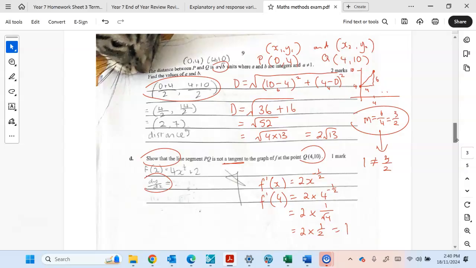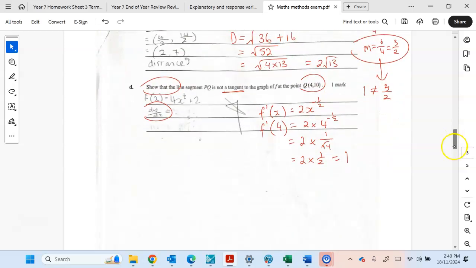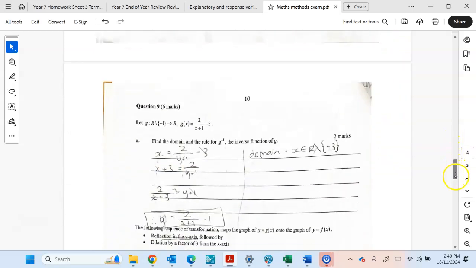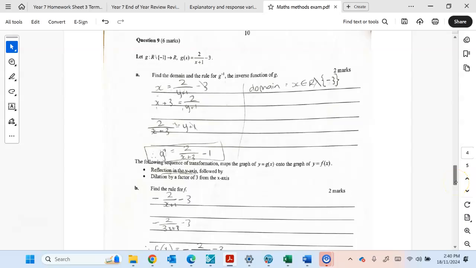All right, so showing them, what is that? It's only worth 1 mark. Seems like a bit of work there for just 1 mark. All right, moving on.